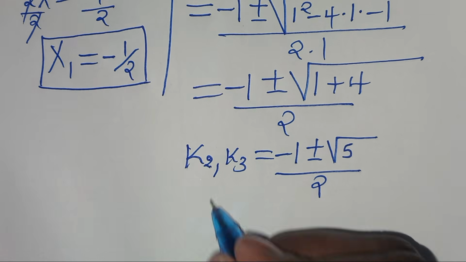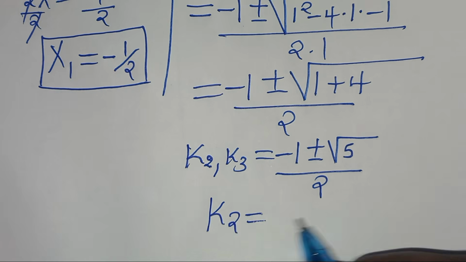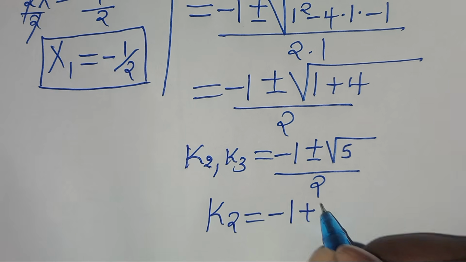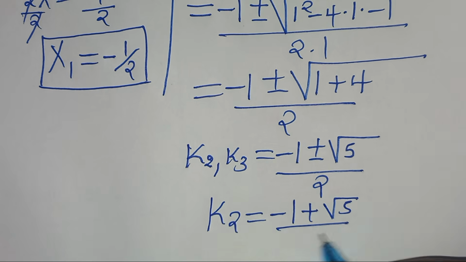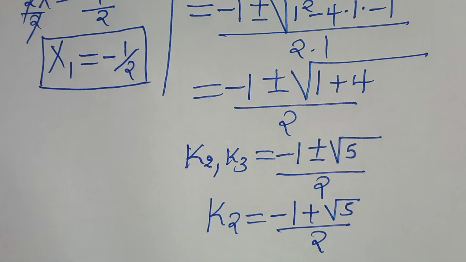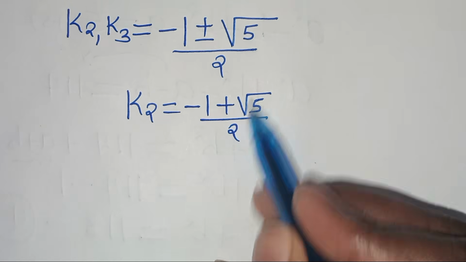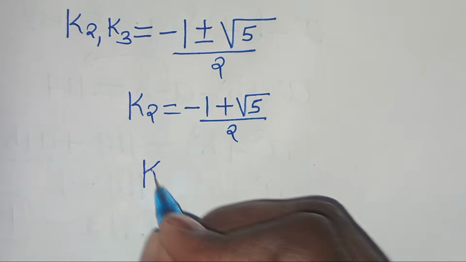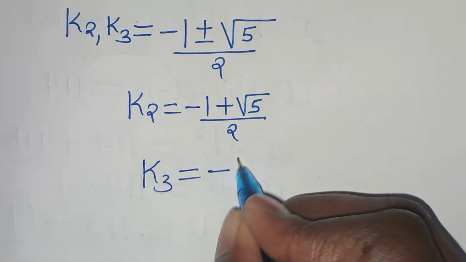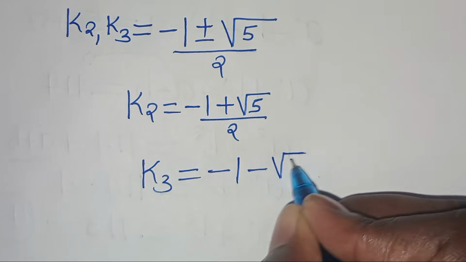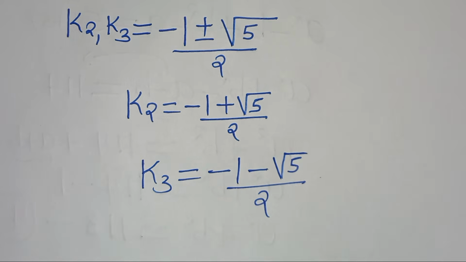So now we have k2 is equal to minus 1 plus square root of 5 divided by 2, and k3 is equal to minus 1 minus square root of 5 over 2.